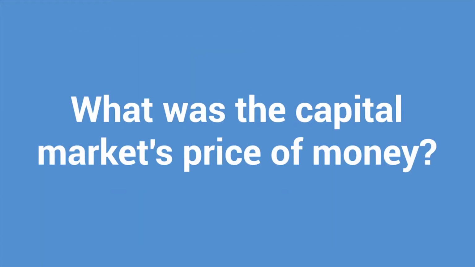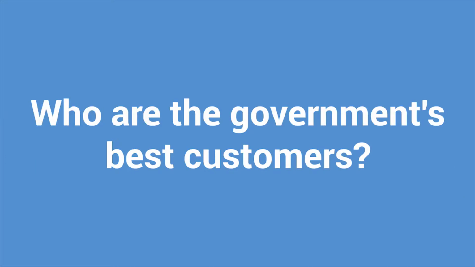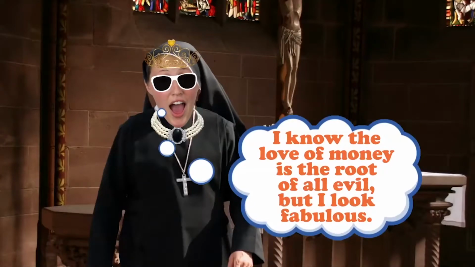So that was the capital markets price of money, i.e., what's the price the government sets for the cost of its best customers to borrow money? Yeah, that's the Fed. That's kind of how they price lending money to banks. All right, well, who are the best customers? Google, Bill Gates, that nun who just won the lottery. But that doesn't tell the whole interest rate story here.